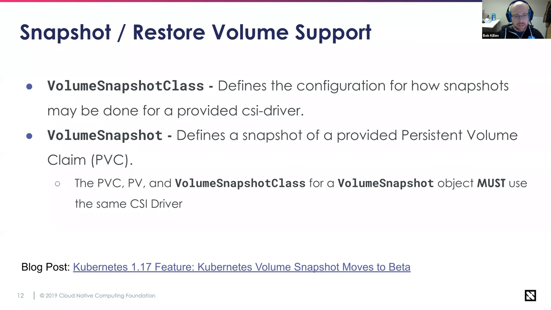So the external snapshot controller adds a few new CRDs, but the two big ones are the volume snapshot class and volume snapshot. The volume snapshot class is similar to a storage class. It defines which CSI driver is used, how the snapshots are made, and their retention policy. And then the volume snapshot itself is an instance of the volume snapshot class for a provided persistent volume.